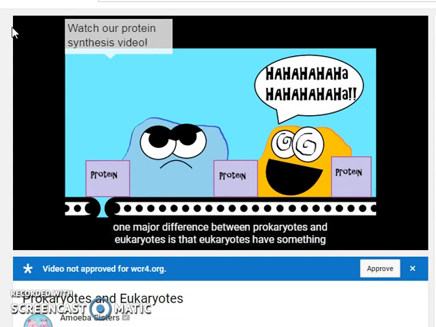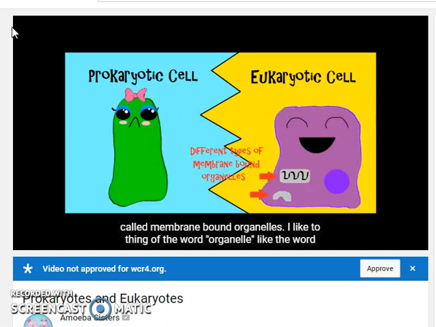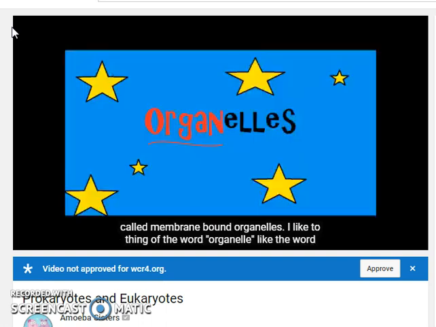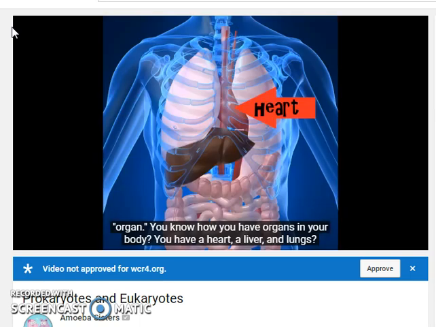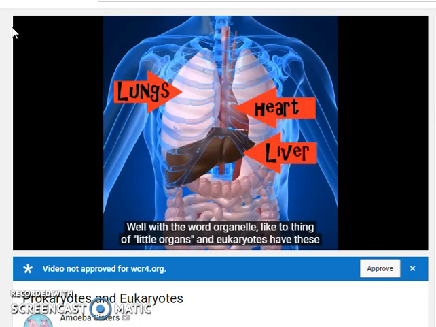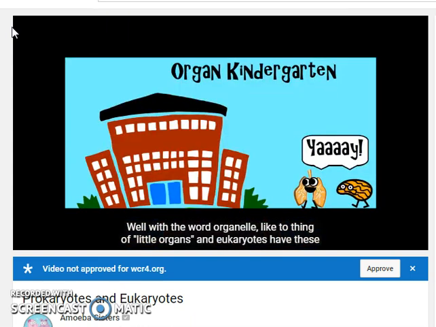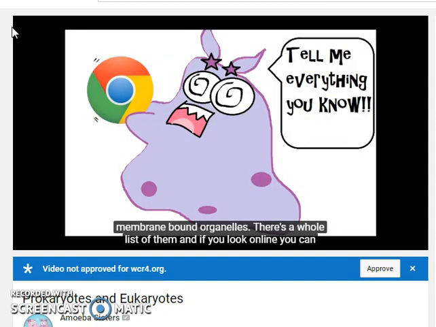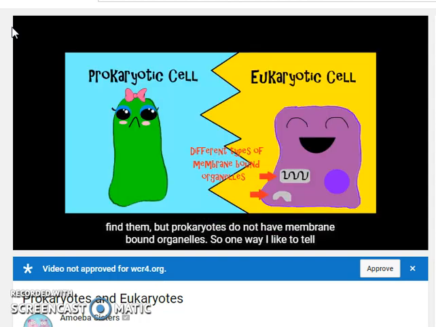Now, one major difference, though, between prokaryotes and eukaryotes is that eukaryotes have something called membrane-bound organelles. I like to think of the word organelle like the word organ. Okay, like you know how you have organs in your body? You have a heart, you have liver, you have lungs. Well, organelle, I like to think of that as kind of like little organs. And eukaryotes have these membrane-bound organelles. There's a whole list of them, and if you look online, you can find a bunch of them and their functions for the cells, but prokaryotes do not have membrane-bound organelles.